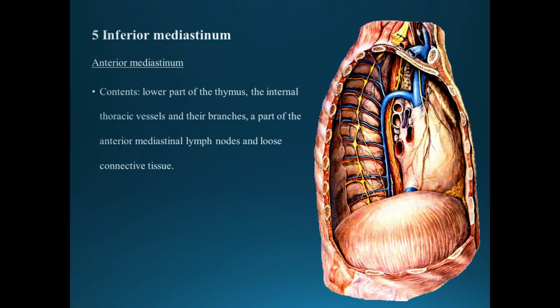Inferior mediastinum. Anterior mediastinum. Contents: lower part of the thymus, the internal thoracic vessels and their branches, a part of the anterior mediastinal lymph nodes and loose connective tissue.